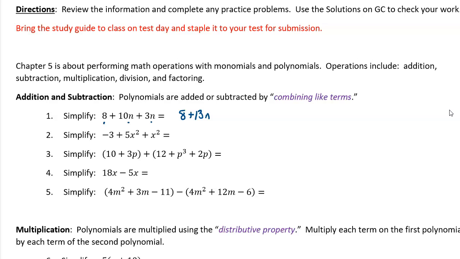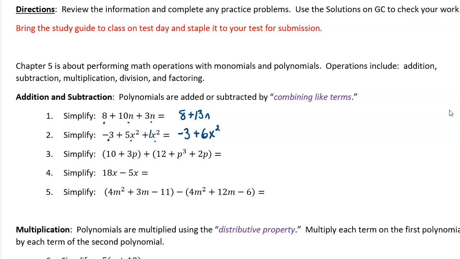Question 2, the negative 3 is a constant term. There's no other constant terms to combine with it. And so the answer still has in it negative 3. This x squared and this x squared are like terms. Recall that with no visible coefficient, it's automatically a 1. So 5 plus 1 is 6 x squareds.